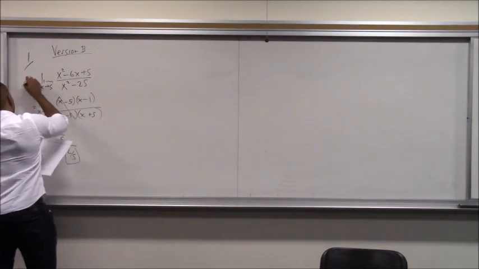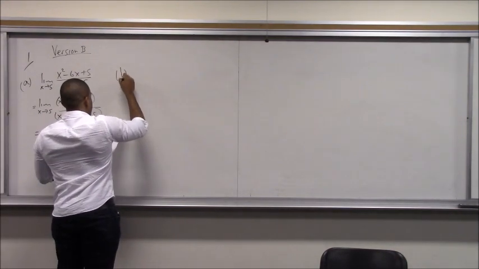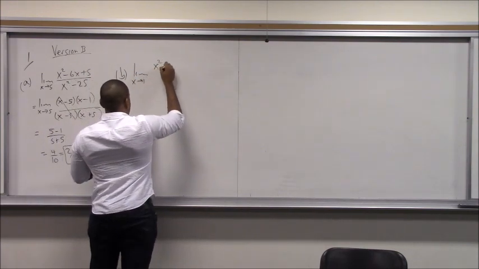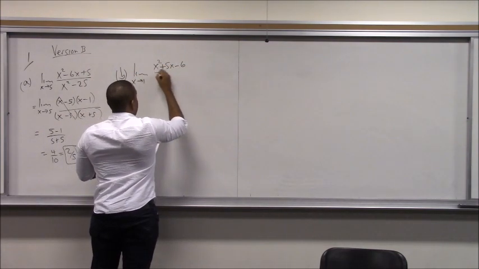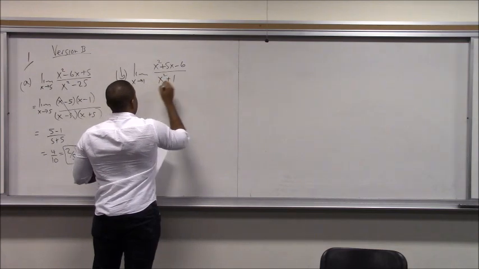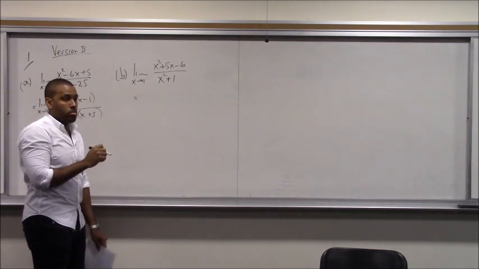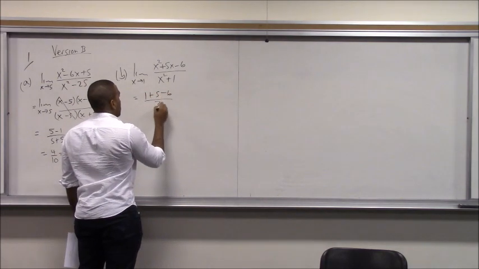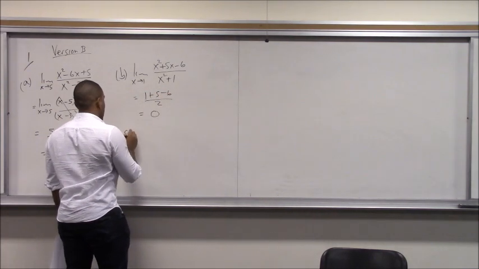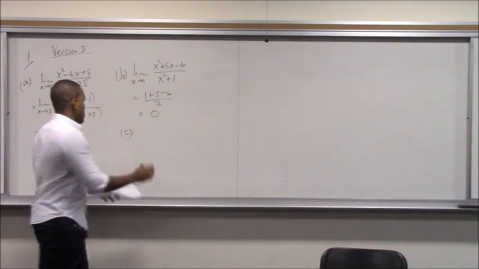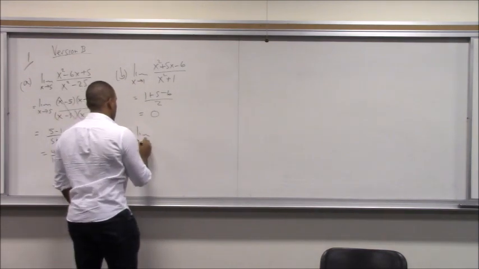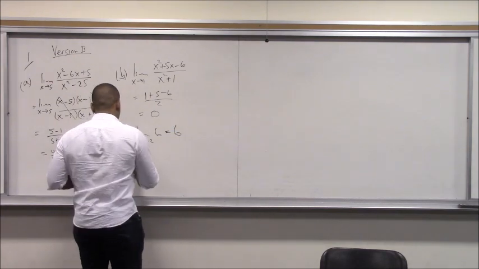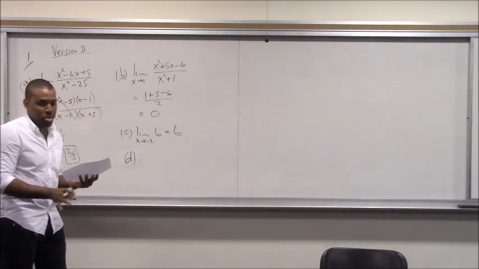So this is 1A. In B, we had the limit as x approaches 1 of x squared plus 5x minus 6 over x squared plus 1. How'd you do that? Just plug it in. Get 0. C. Limit as x goes to minus 2 of 6. 6. D. Right? Like no work, like most of them.